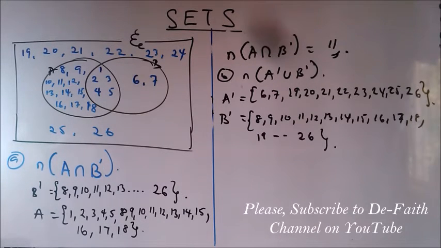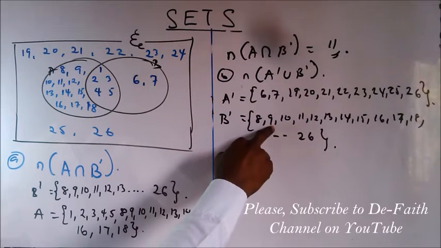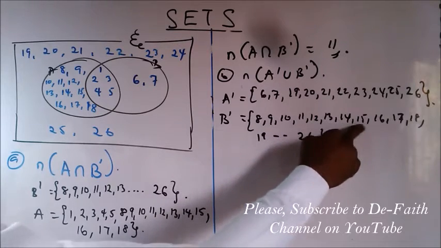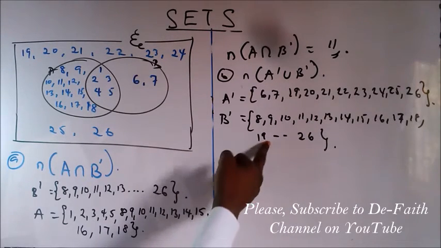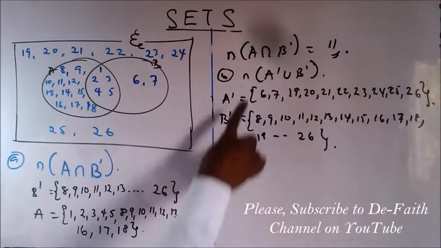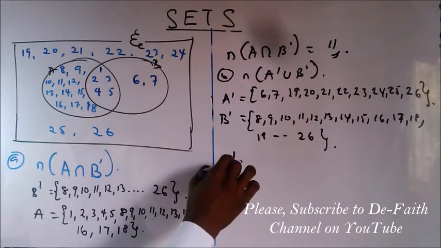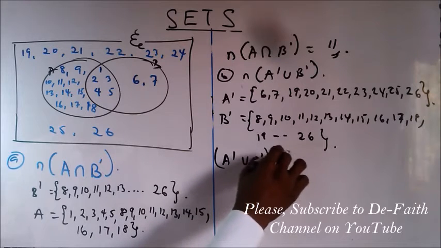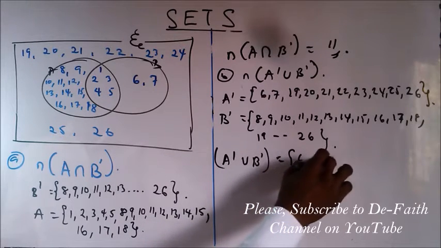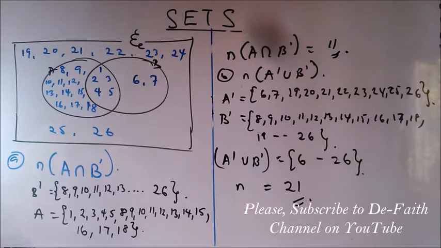We have to find the union. The union means that we should combine them all together. To combine them all together, we can start from 6, 7, 8, 9, 10, 11, 12, 13, 14, 15, 16, 17, 18, 19, 20, 21, 22, 23, 24, 25, 26. And so if you count all what we have here, we have 1, 2, 3, 4. So we have that A complement union B complement will be from 6 to 26. And so the number of elements there equals 21. So that is the answer.